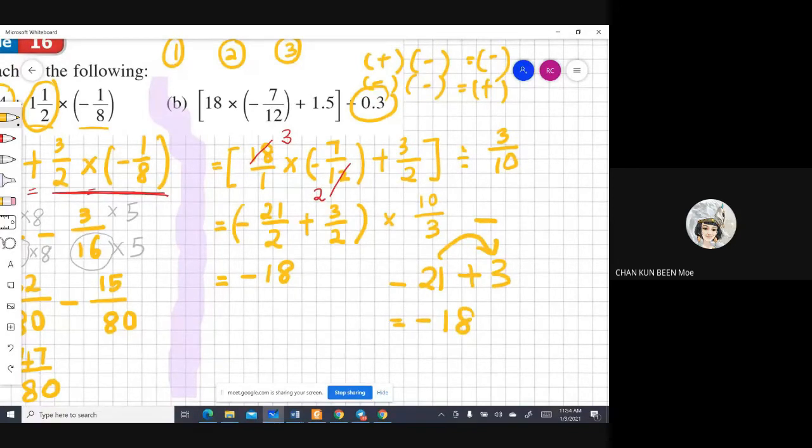You got to remember this, same sign, different sign. I've told you that before. Okay, so it's negative 18 over 2.